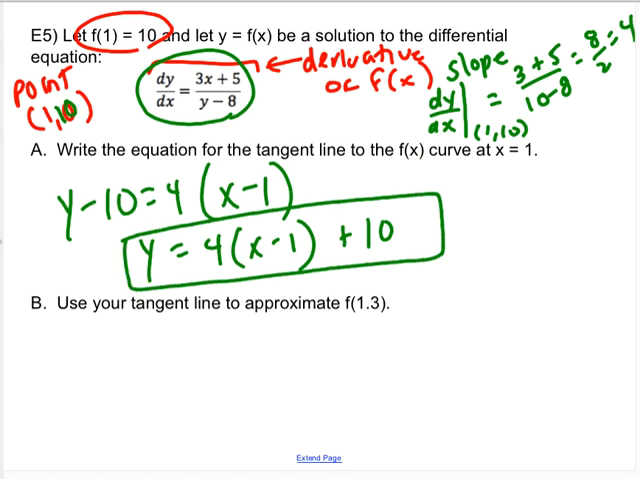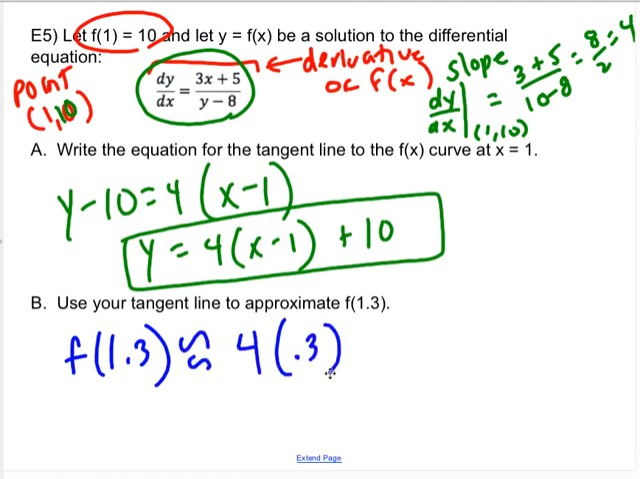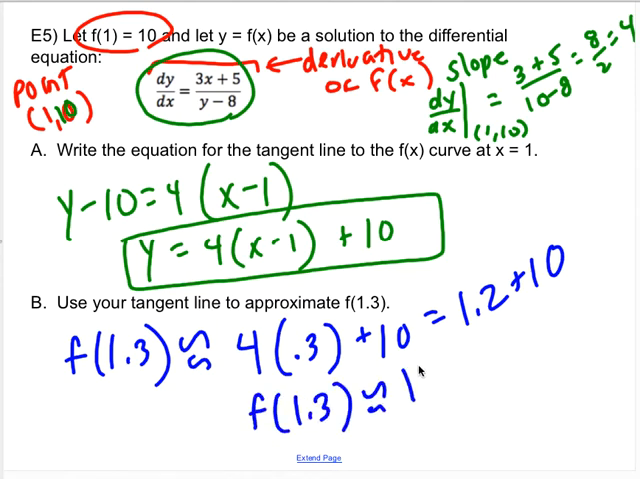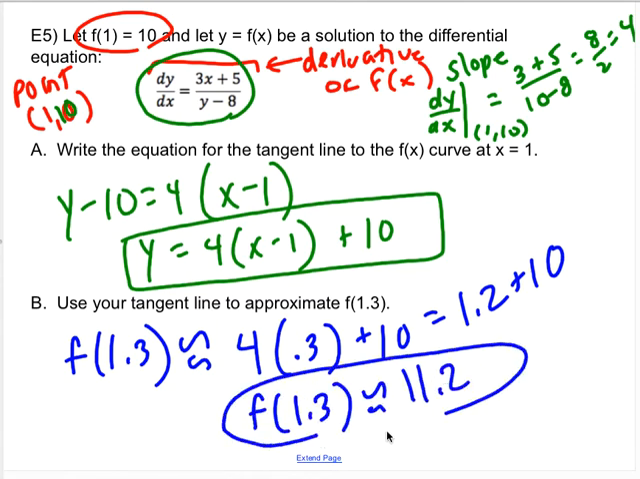And then I'm asked to use that to approximate f of 1.3. Well, f of 1.3 is going to be approximately 4 times 0.3, because that's what happens when I do 1.3 minus 1, plus 10. That's 1.2 plus 10, so I get that f of 1.3 is approximately 11.2. All right.